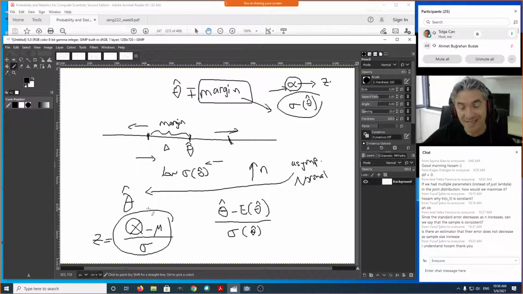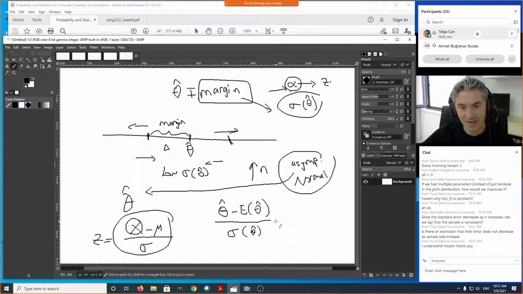So if theta hat is asymptotically normal, it means that for large n, theta hat behaves like a normally distributed variable. This is what it means. We are not saying it's standard normal, we're just saying it's a normally distributed variable. So let me then say let's standardize it. When we standardize it, you subtract its expected value from it and divide by its standard error.